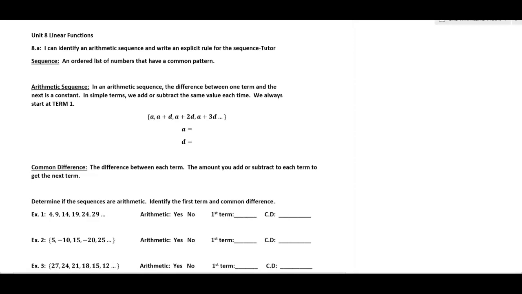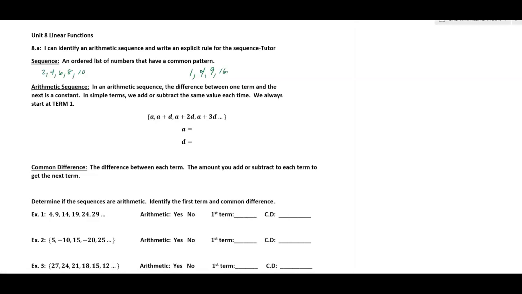So to start, a sequence is basically an ordered list of numbers that have a common pattern. An example would just be counting by twos, right? 2, 4, 6, 8, 10. That would be a sequence. But we could also take our counting numbers and raise them to the second power: 1 squared is 1, 2 squared is 4, 3 squared is 9, 4 squared is 16. This would be a different type of sequence, but if you notice, it has a common pattern.